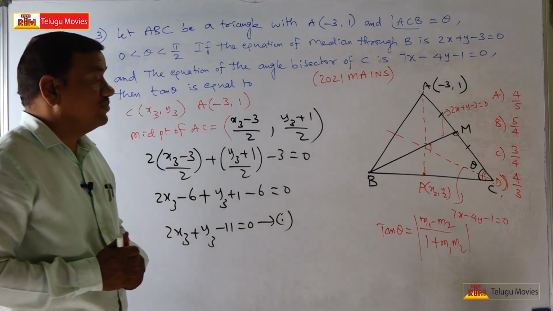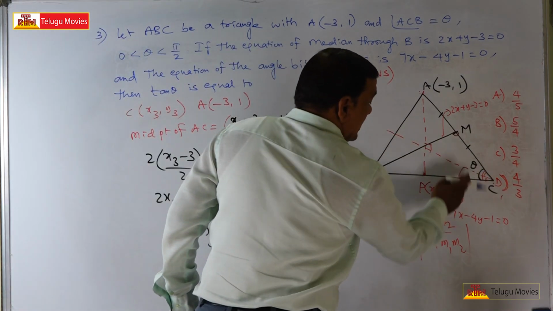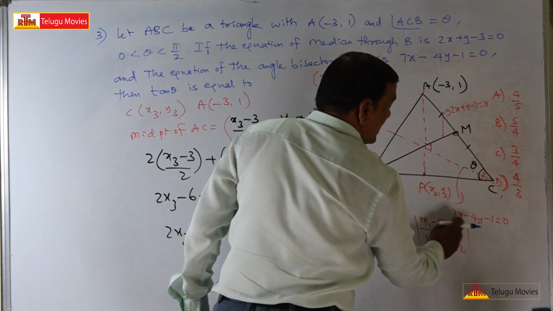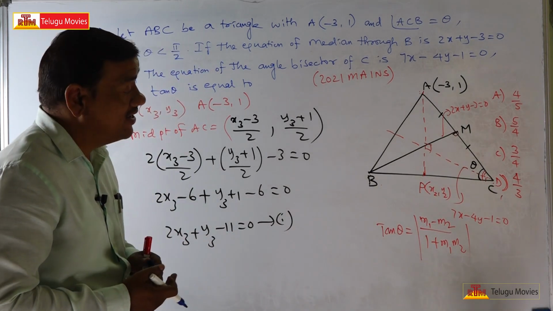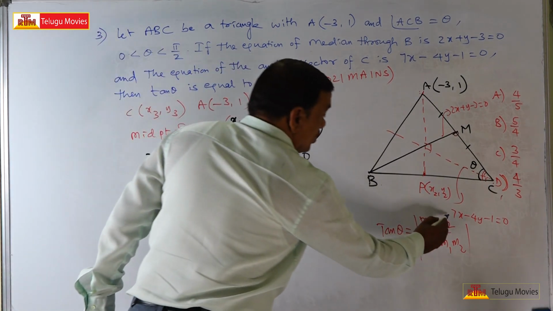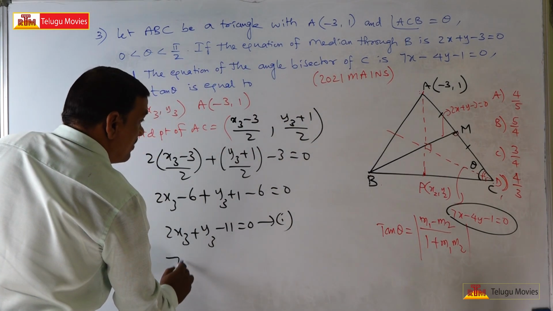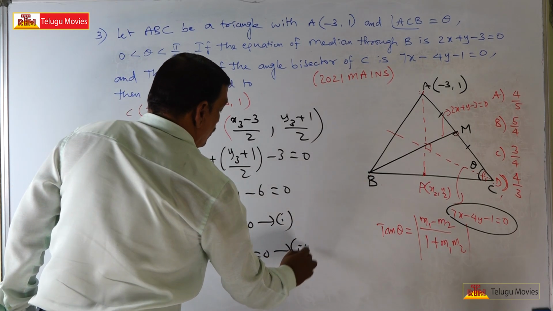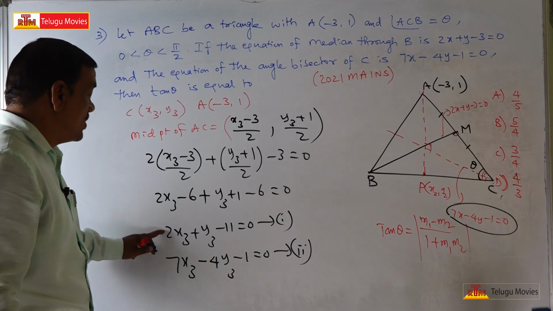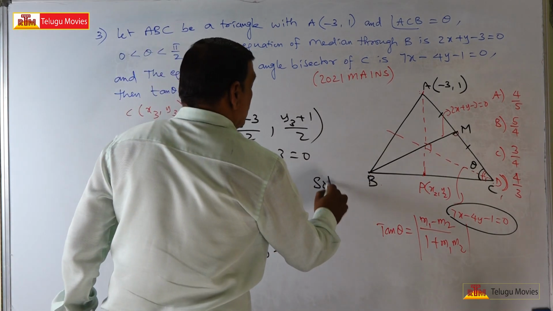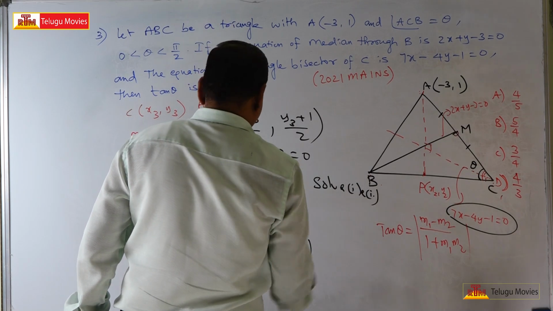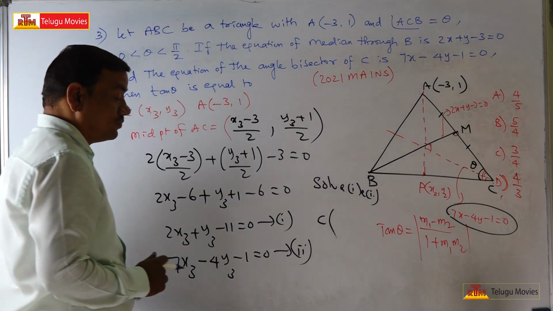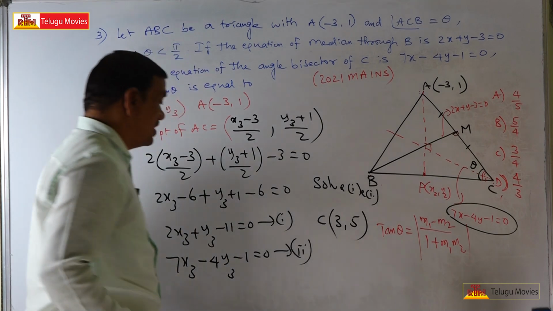If you observe, the point C lies on the angle bisector 7x minus 4y minus 1. Therefore, you can substitute here: 7x3 minus 4y3 minus 1 is equal to 0. You call it the second equation. Okay, so upon solving 1 and 2, what will you get? Solving 1 and 2, the point C is (3, 5). Check the answers.